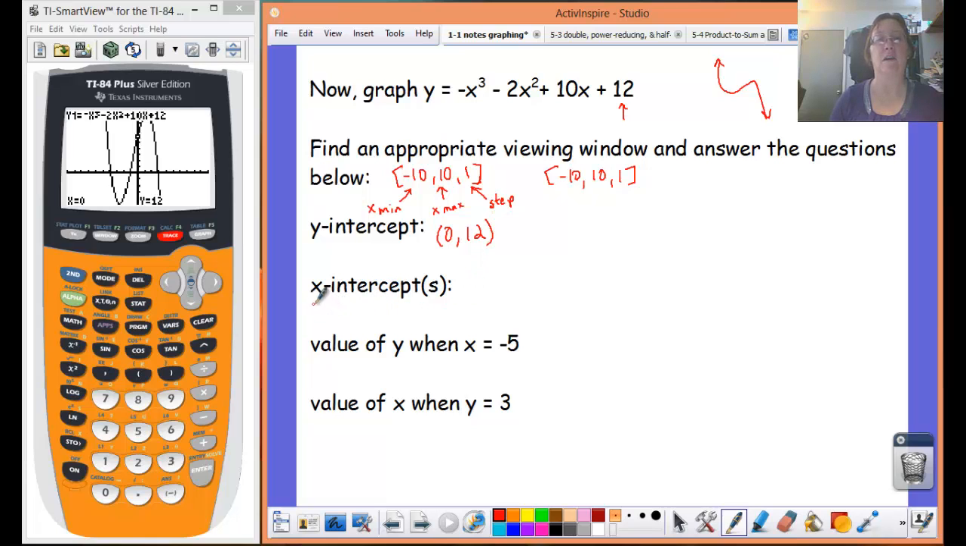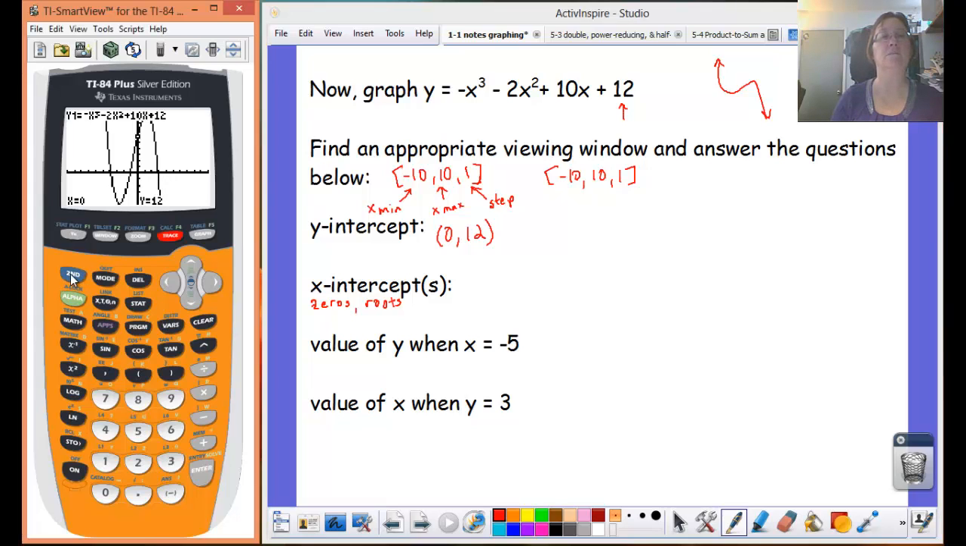X-intercepts are where we cross the x-axis, and they are called x-intercepts, they are called zeros, they are called roots. All of those things mean the same thing, and that is the location where it crosses through the x-axis. There are 3 intercepts here. I want to show you how your calculator can find those as well. Second, and trace this time. And you can see there's a whole bunch of stuff you can do with a graph, but we want the zeros of this function. So I'm going to go to the number 2 function there, zero, and press enter.